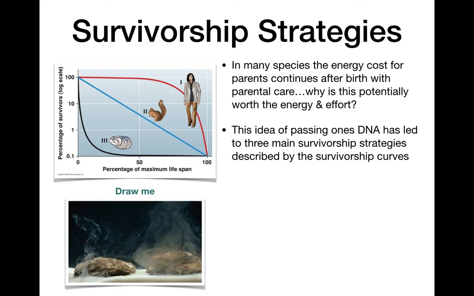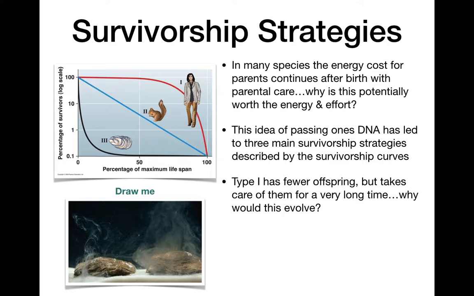This idea of passing on your DNA is the big priority, the kind of goal for a lot of organisms in a very primitive kind of manner. It has led to 3 different main survivorship strategies, and we describe them with different curves. So we have strategy number 1 with curve number 1, and strategy number 2 with the straight line here, and strategy number 3 over here. So let's talk about what these actually look like.